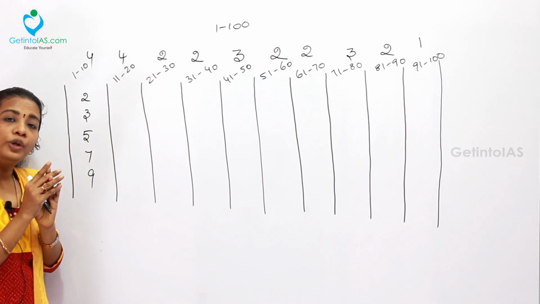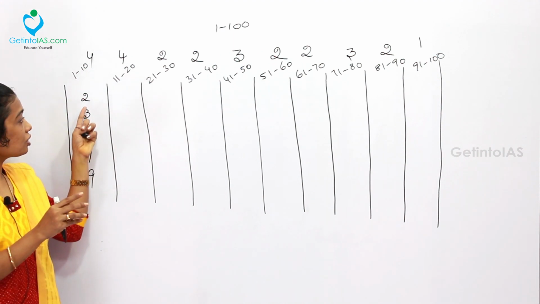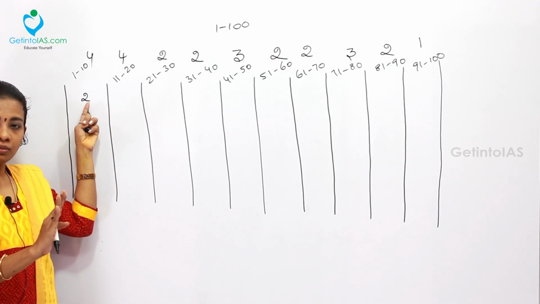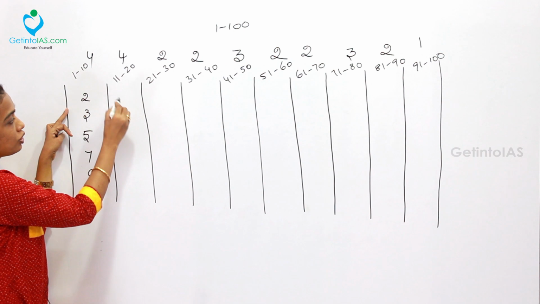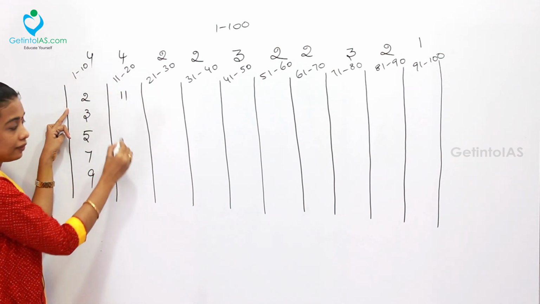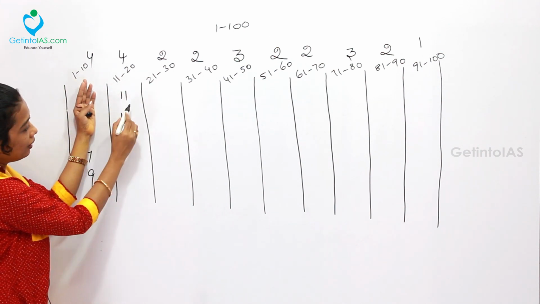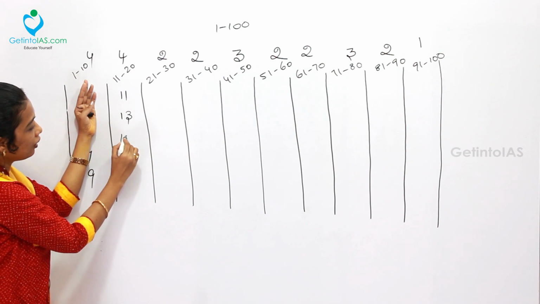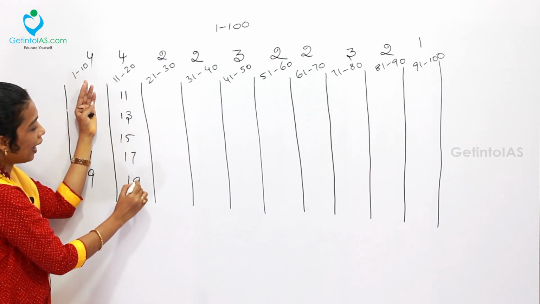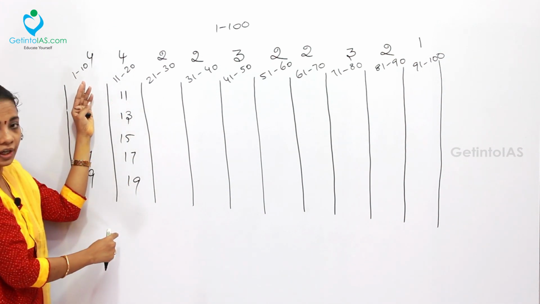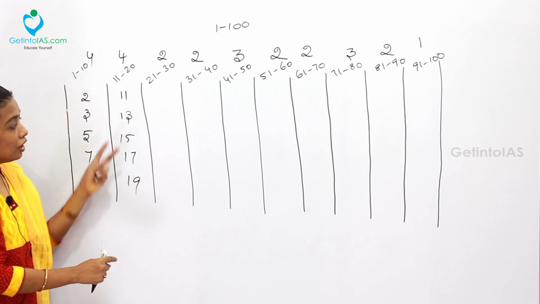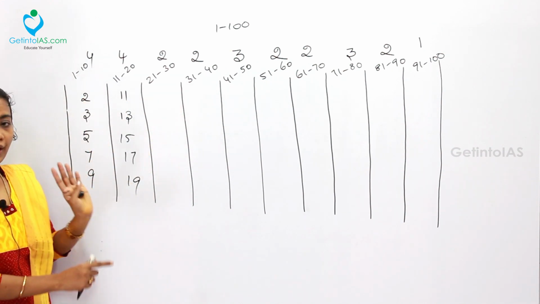only the odd numbers. That is, after 2, no even numbers are in the list of prime numbers. So, I am taking 11, 13, 15, 17 and 19. Only I have concentrated on the odd numbers. Now we are going to do everything in a similar way.